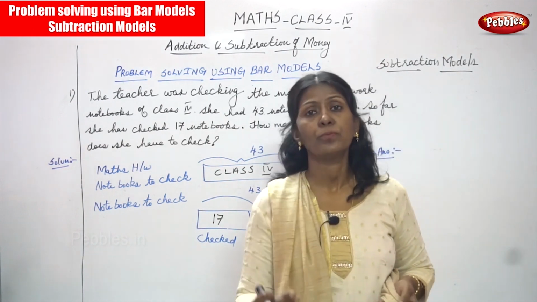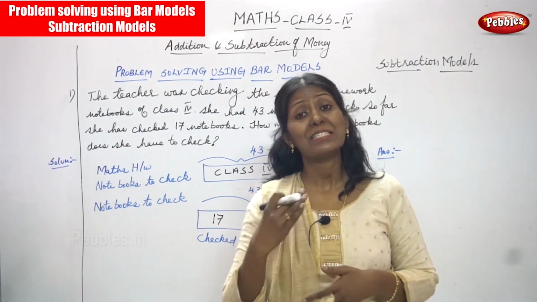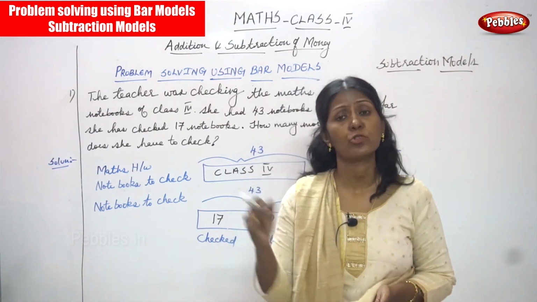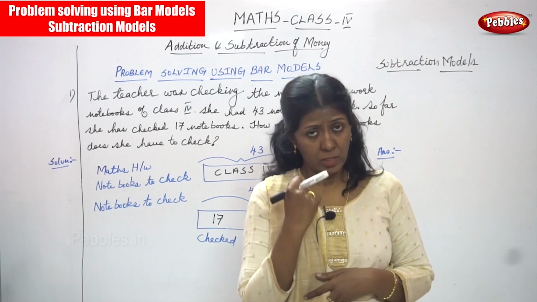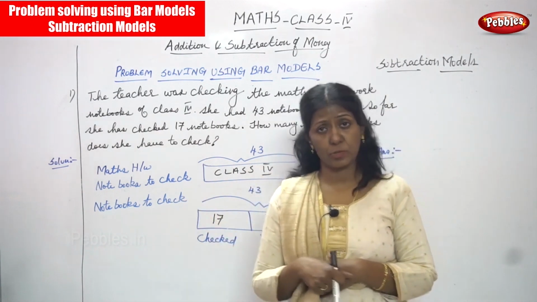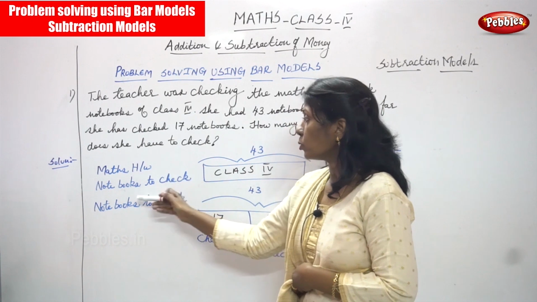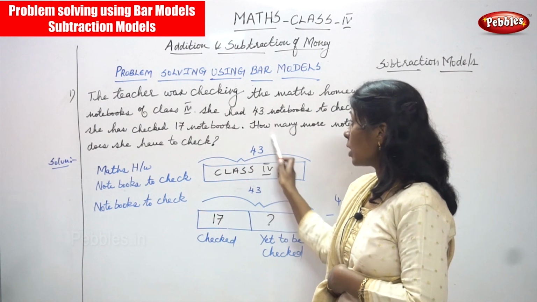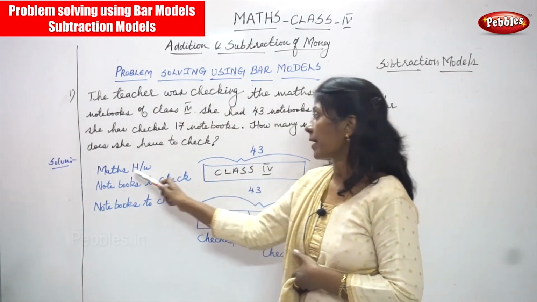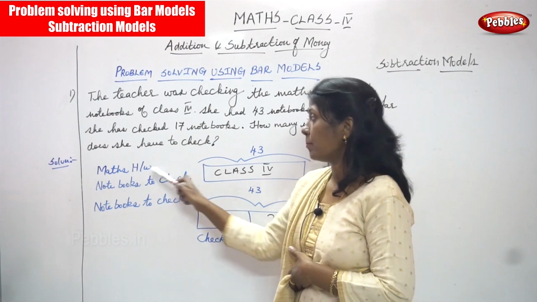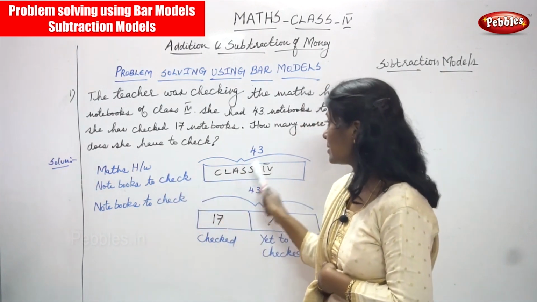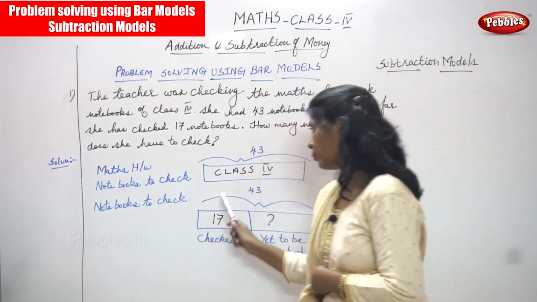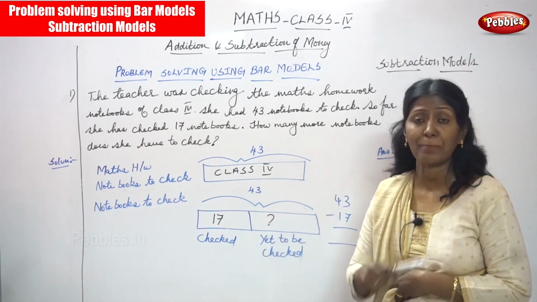So how many remaining notebooks does the teacher have to check? This is the question they asked you. Max homework notebooks to check in class 4 is 43 notebooks. I've told you very clearly, 43 notebooks have to be checked by the teacher.